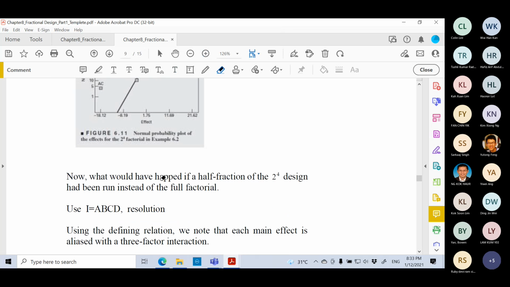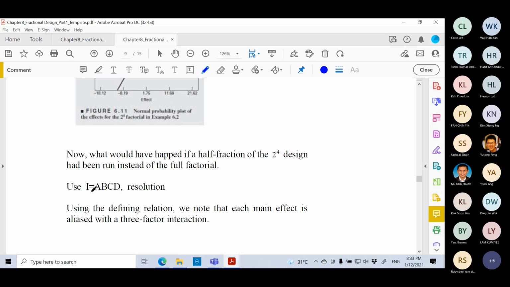Now what happens if we only run the half fraction of the 2 power 4 design, instead of the full factorial design? So we only run 1/2. Then we use I equal to ABCD. This I equal to ABCD will be our generator, and this is the defining relation. So our generator consists of ABCD.